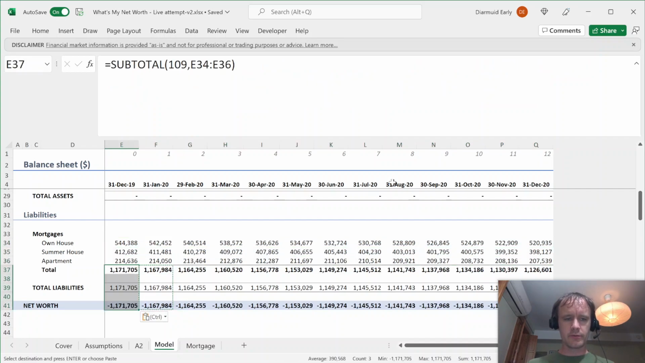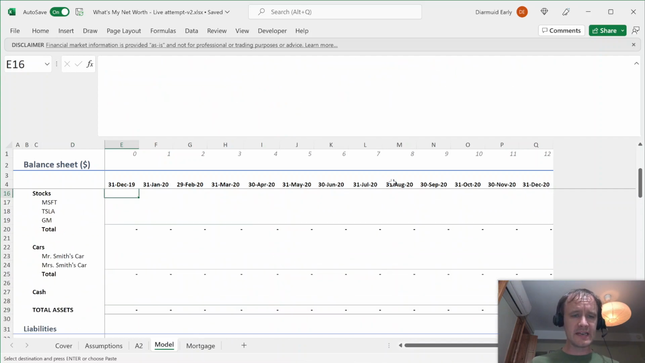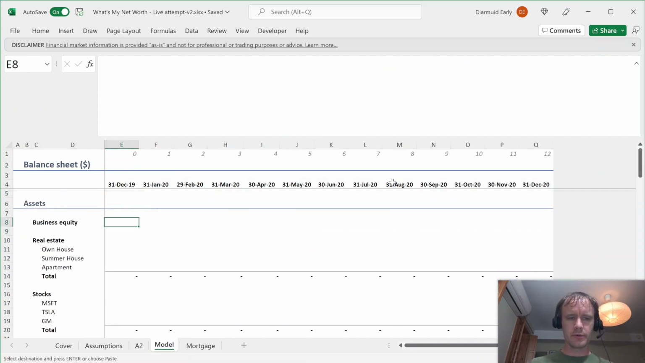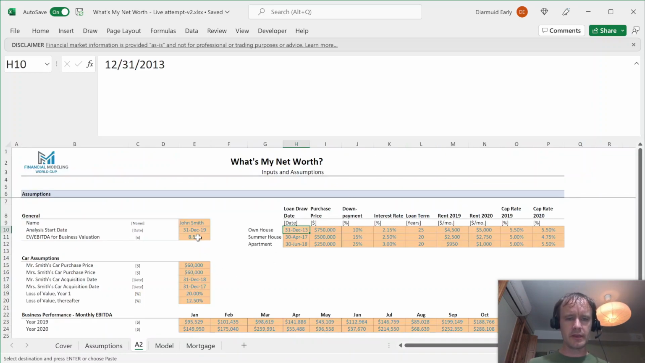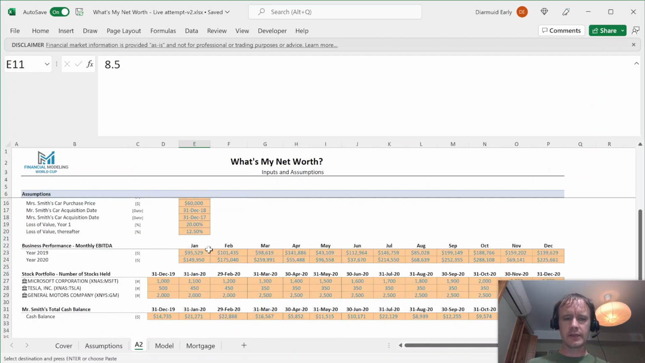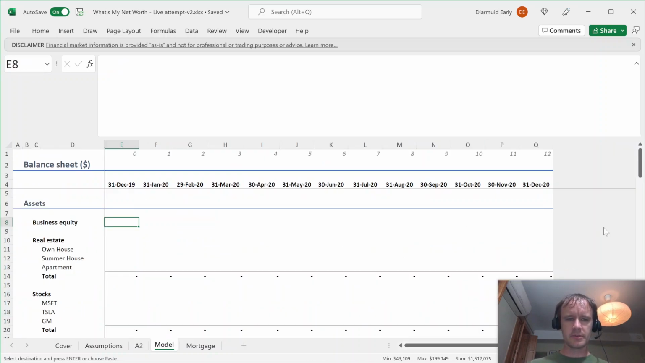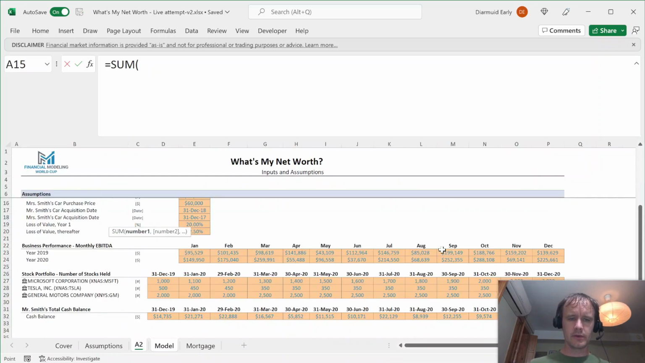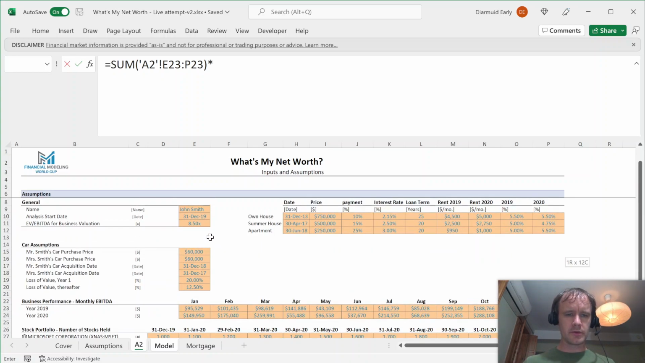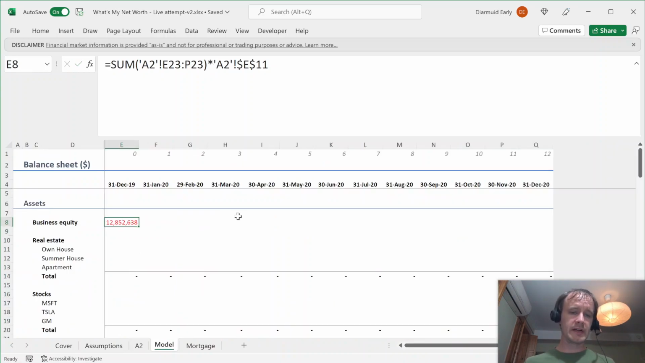That gives me all my different mortgages, and then the assets side of things is somewhat more straightforward. So let's start with the business equity. We're interested in an 8.5x multiple of trailing 12 months EBITDA. So as of the end of December, my trailing 12 months is just going to be those. So I'm going to say sum, and you can see I've already made this red because I know that my first one here is going to be a different formula. I'm going to multiply that by the valuation up here.